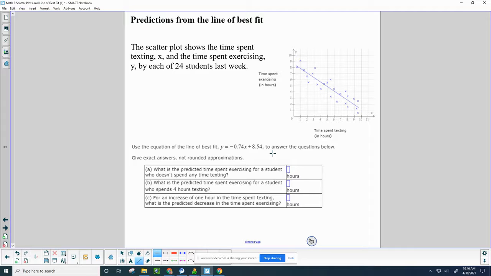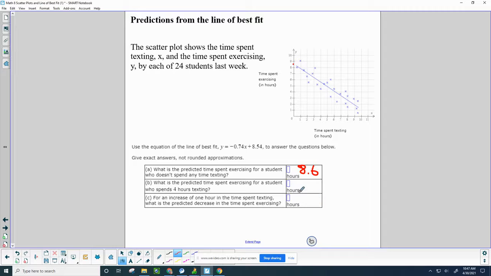What is the predicted time spent exercising for a student who doesn't spend any time texting? Okay, so if you don't spend any time texting, let me get our little marker here so we can show that. With no time texting, somewhere right around here is where the line is going to hit. Right now it looks to me like about 8.5 hours, 8.6 hours. So we'll go with 8.6 hours because it's just a little above the halfway point.